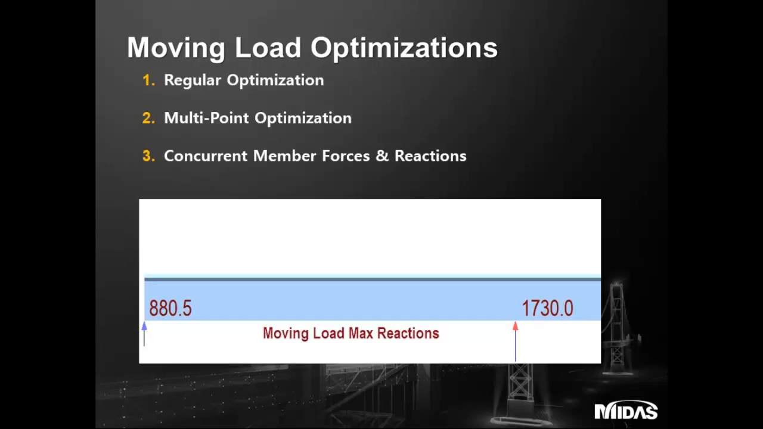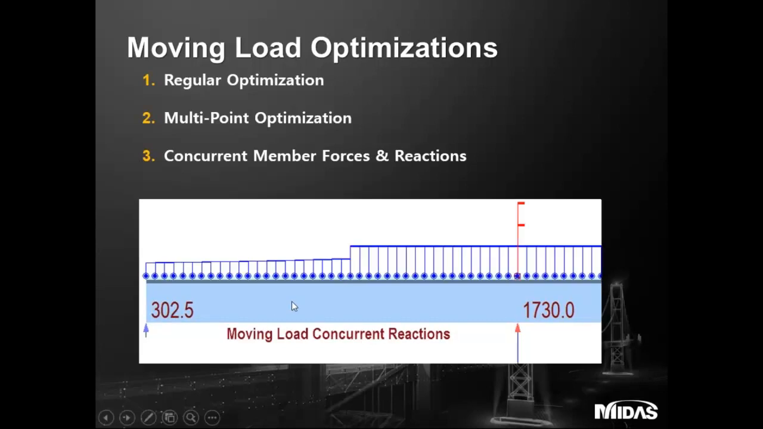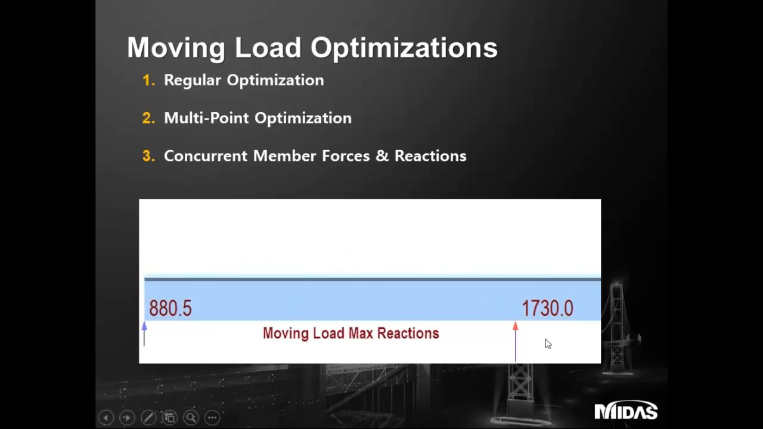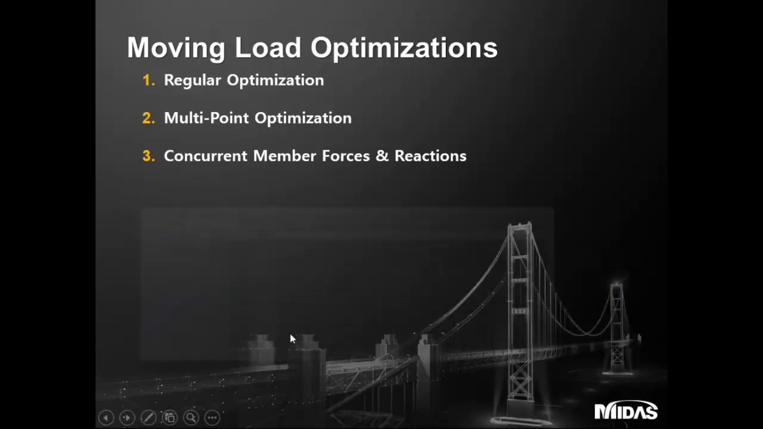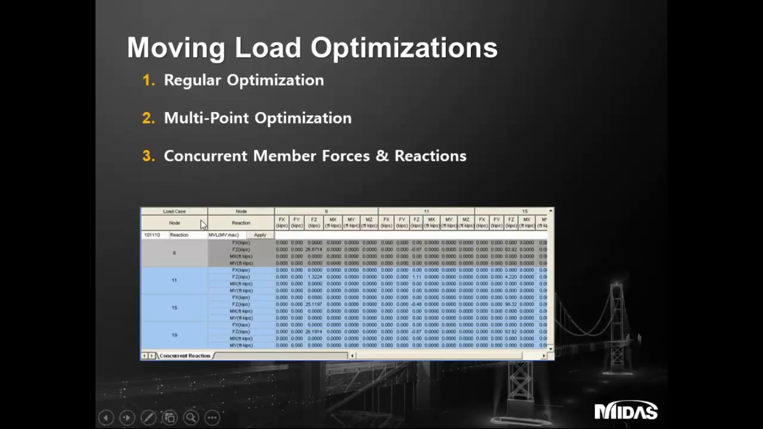This is the envelope. But if you want to see the concurrent reactions, then this is what is happening. Earlier it is 1730 at the center and 880 at the abutment location. But if I check the concurrent reactions with the maximum reaction at the central pier location, then at that time the reaction at my abutment location was just 302. Okay, so this is the concurrent reaction table.